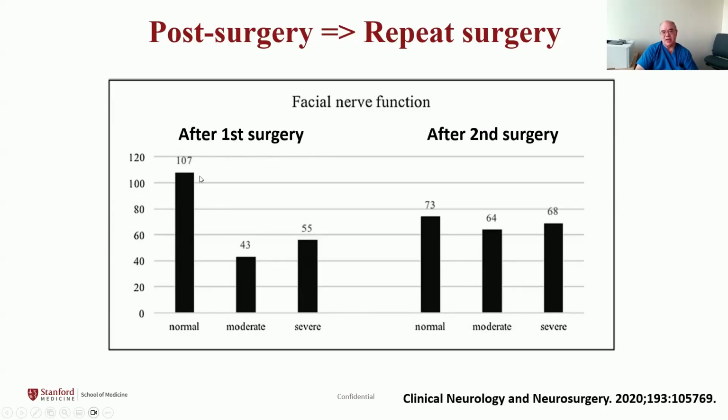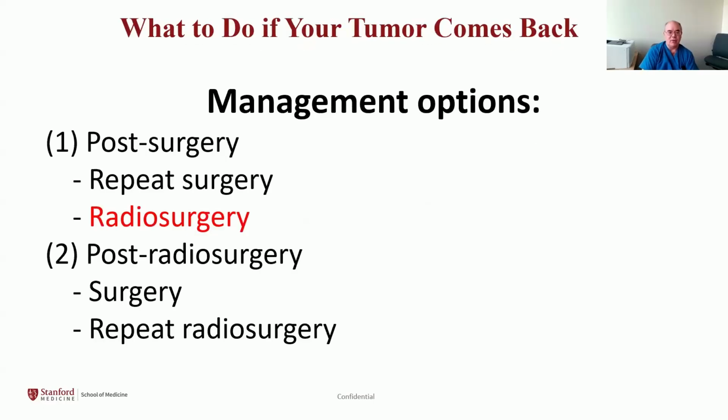But after the second surgery, you can see that the chance of coming out with normal facial nerve function is lower, and the chance of coming out with either moderate or severe facial nerve dysfunction goes higher. And that's, again, because the surgeon is now trying to make sure that they get it all out, or most of it out, because the last thing they want is to be setting you up for a third surgery. So again, risks go up with a second operation for your acoustic neuroma.